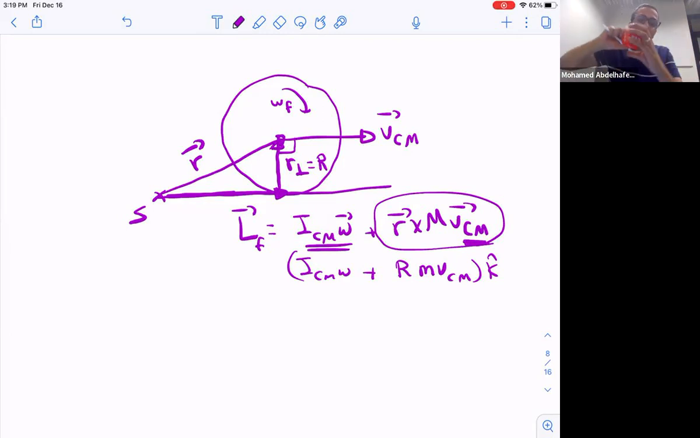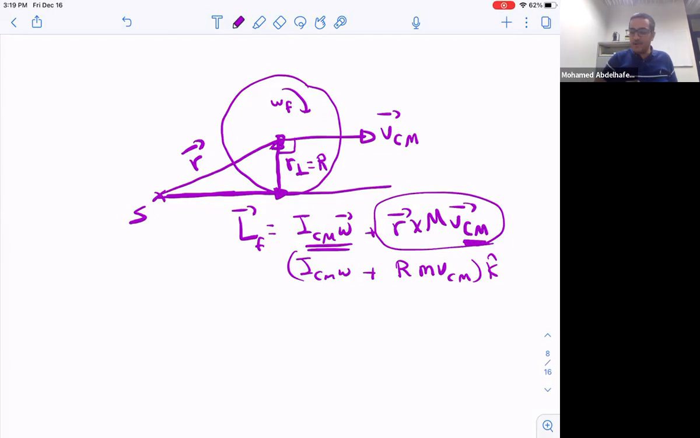I CM omega is the rotation about the center of mass. So it's all about the center of mass, this first term, I CM omega, because I split the motion into the center of mass moving and, at the same time, spinning about the center of mass. The center of mass moving part will care about the point, like now it's like M V R perpendicular. That part will depend on the point. But the I omega is always about the center of mass.